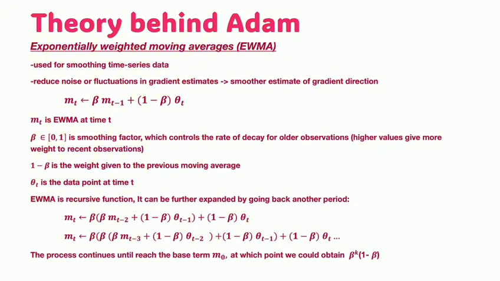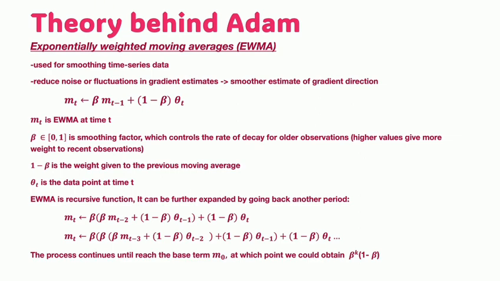Here is the formula that represents the EWMA. It is m_t equals beta times m_(t-1) plus (1 minus beta) times theta_t. So m_t represents the moving average at time t, and beta is the smoothing factor that controls the rate of decay for all the observations.